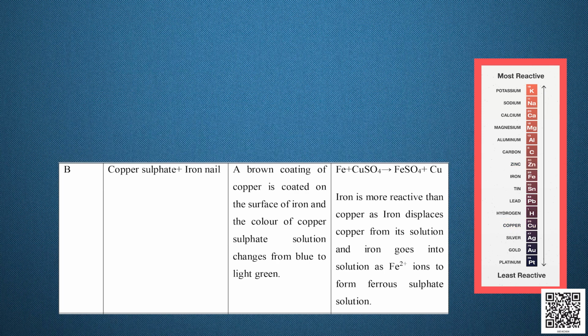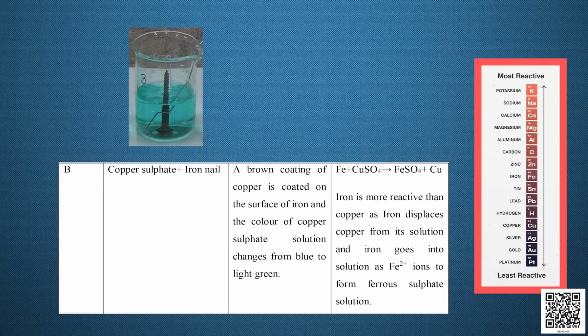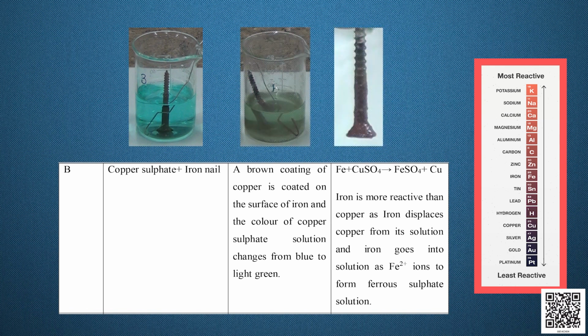B. Iron nail added to copper sulfate solution. Observation: a brown coating of copper is coated on the surface of iron, and the color of the copper sulfate solution changes from blue to light green. Inference: iron is more reactive than copper, as iron displaces copper from its solution and iron goes into the solution as Fe2+ ions to form ferrous sulfate solution.